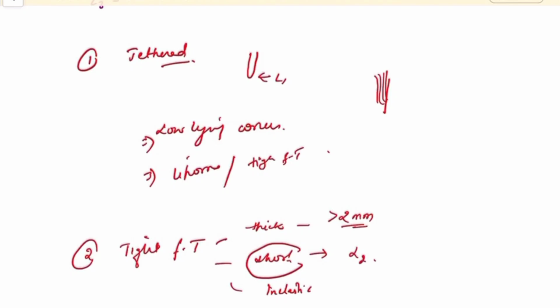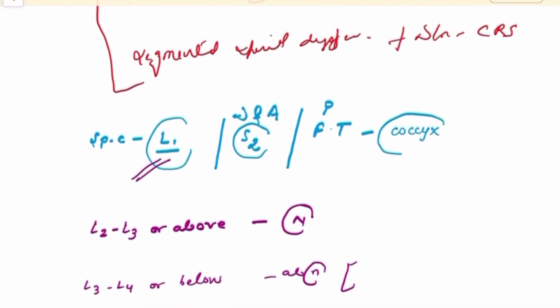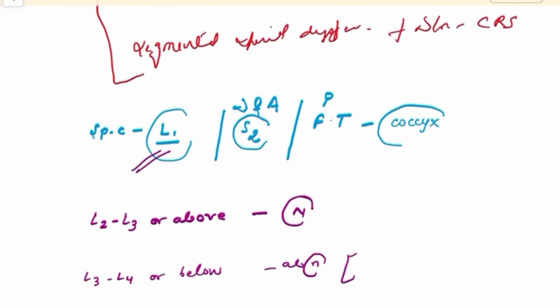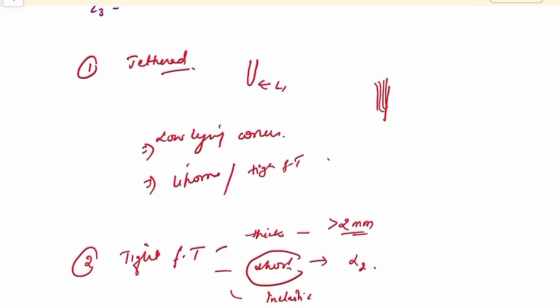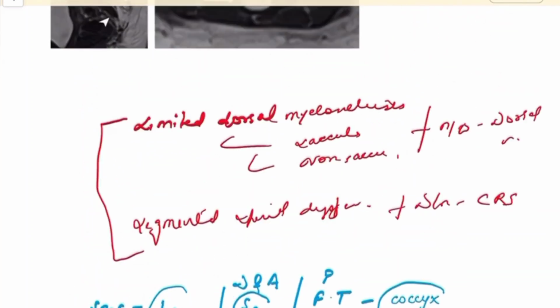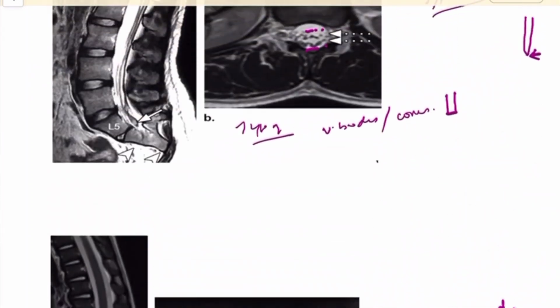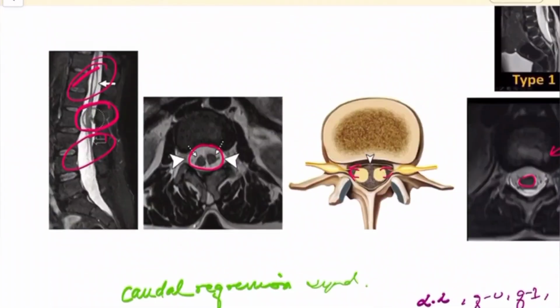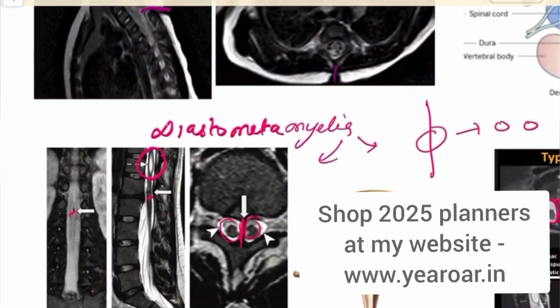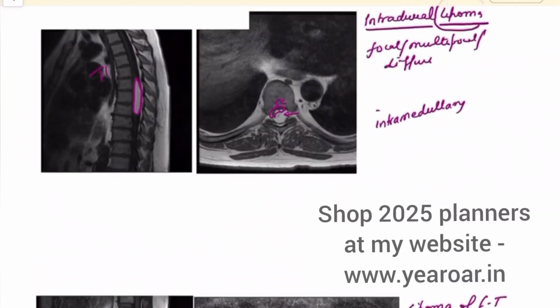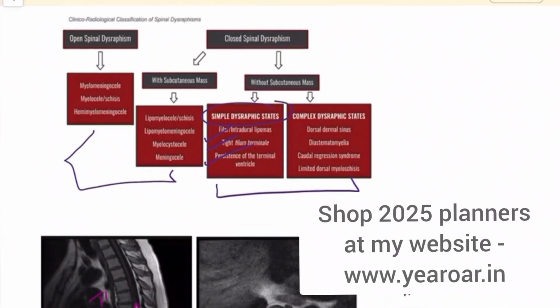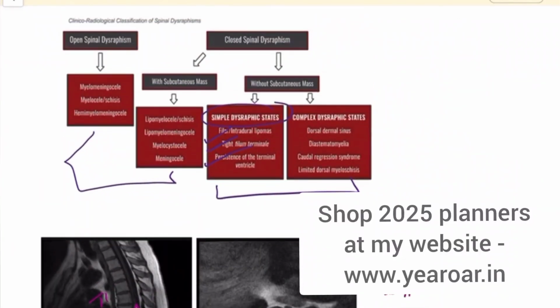Okay, so I think we should know the levels where the spinal cord, dura, arachnoid, and filum terminale are ending, and along with this we should also know the related two terms, tethered cord syndrome and tight filum terminale. And by this I think spinal dysraphism is clear to you. If you have any doubts regarding this topic, you can ask me, and I'll be very happy to post part 3 of this video also. So thank you so much.